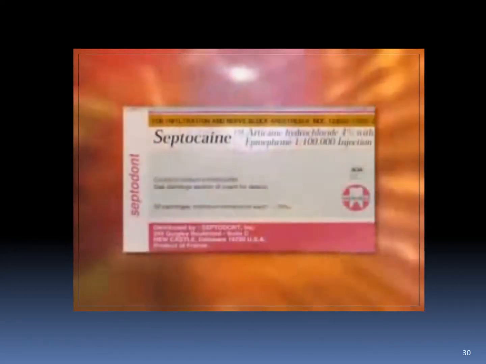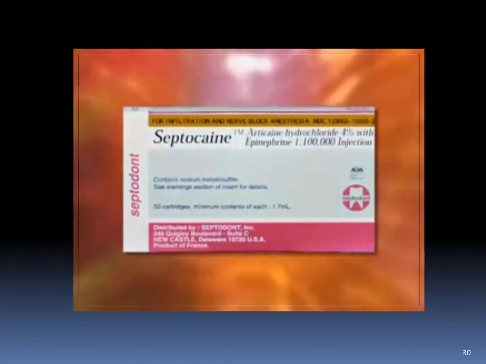Intermediate-acting local anesthetics provide pulpal anesthesia lasting for approximately 60 minutes, and usually soft tissue anesthesia lasting from 3 to 5 hours. In this category, we have Articaine.